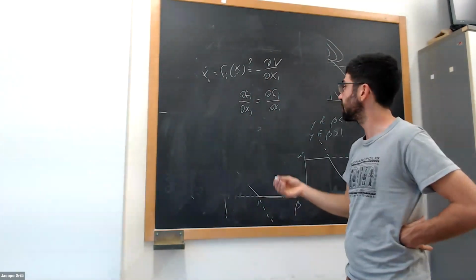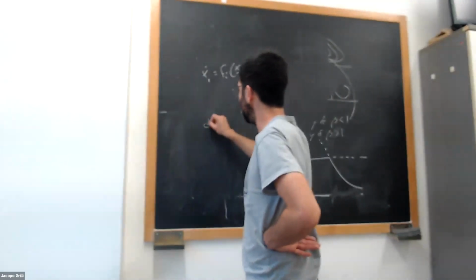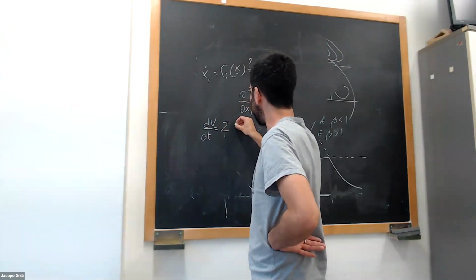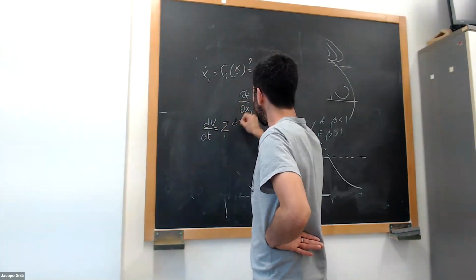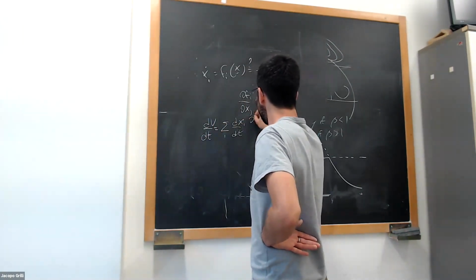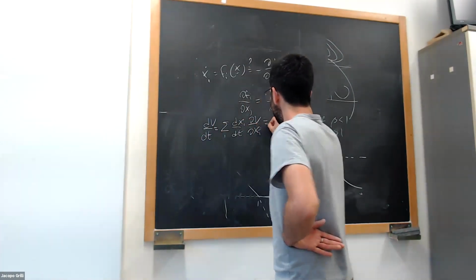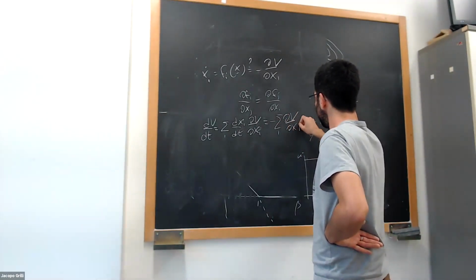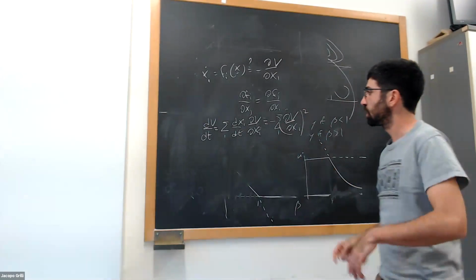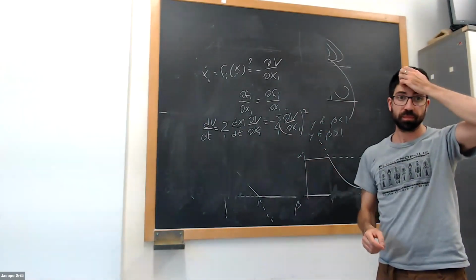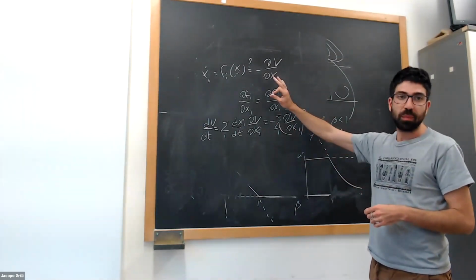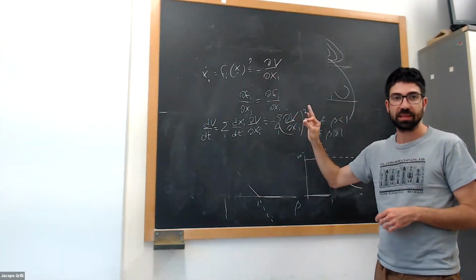And if I can build this, I can also show that dV dt is equal to the sum over i of dx i dt times dV dx i, which is equal to minus the sum over i of dV dx i squared. So this is a Lyapunov function. The potential case is this easy case.